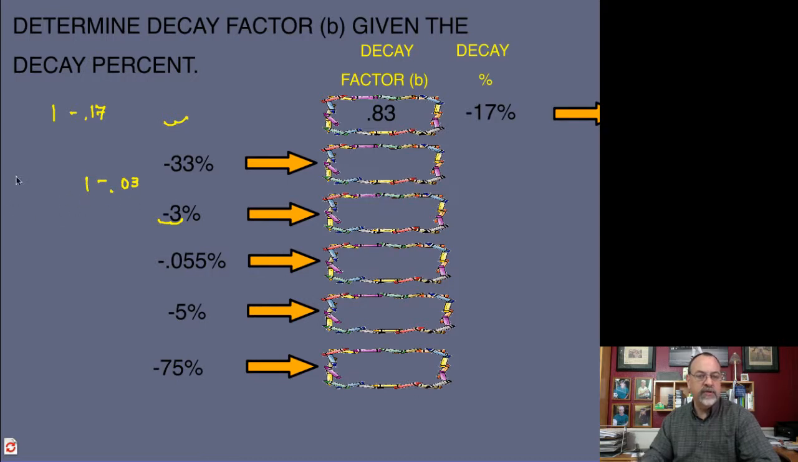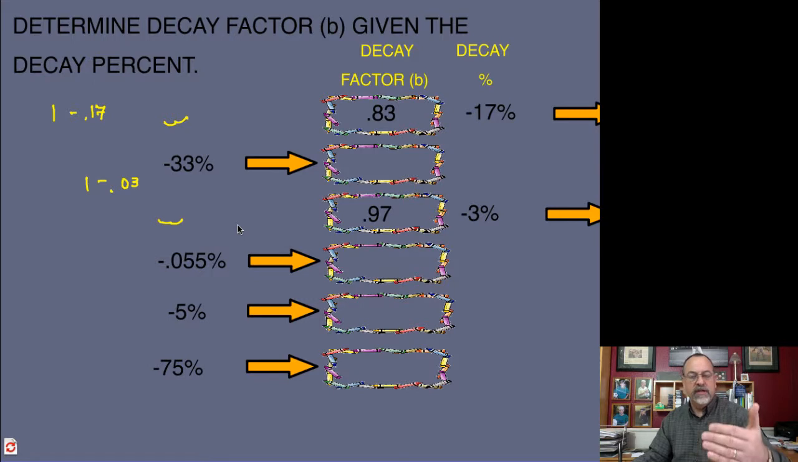1 minus 0.03 would give us a growth factor of 0.97. Okay, so the only difference between a decay and a growth is that the percent is going to be either a negative percent if it's decaying, a positive if it's growing.